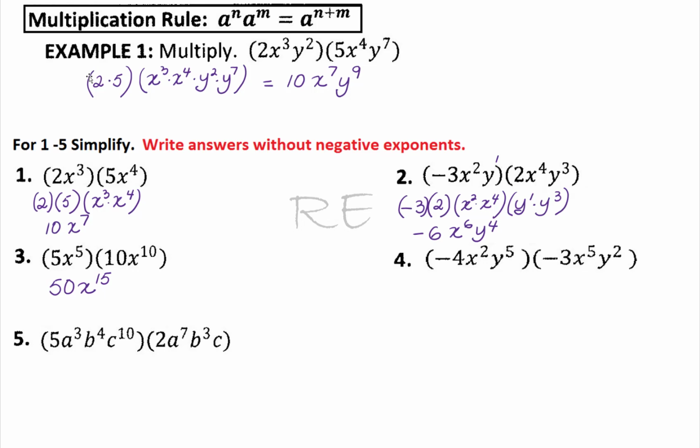And x to the 5th times x to the 10, x to the 15th. Negative 4 times negative 3, positive 12. 2 plus 5, 7, x to the 7. 5 plus 2, 7, y to the 7. 5 times 2, 10. 3 plus 7, 10, a to the 10. 4 plus 3, 7, b to the 7. And 10 plus 1, the understood 1, is 11.